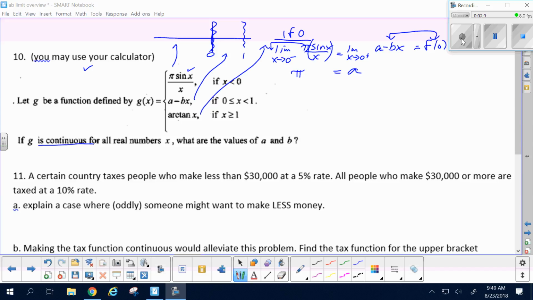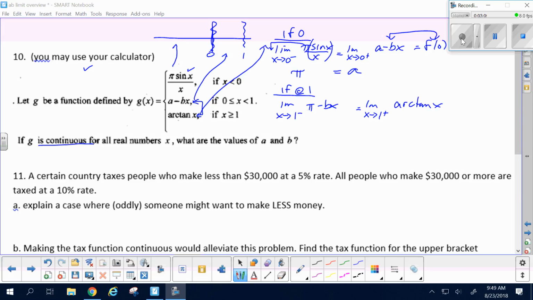All right, now moving on, we need to get these guys meeting seamlessly. So if we look at 1, then we need the limit as x approaches 1 from below to equal the limit as x approaches 1 from above for continuity. From below, what function do I use? A minus bx. But I might as well put in my a value, which is pi.